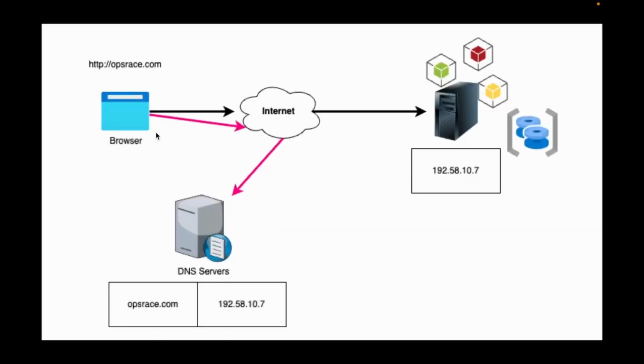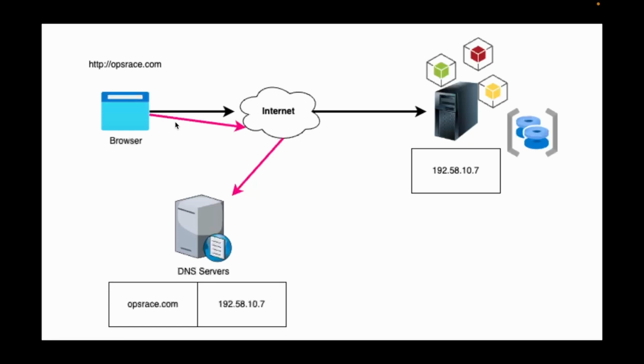Okay, so what happens if in the browser we type opsrace.com? What will happen? It will try to find out the server which is hosting this website. How would it find it? It will basically talk to a DNS server. Browsers are programmed to automatically connect to a DNS server, and from there they can get the IP address where this site is hosted. It's not that simple, but just for this lecture I have simplified it.